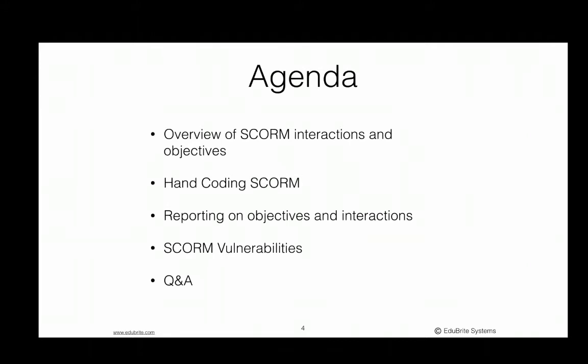So here is a quick agenda for today. It's part 2 of the SCORM series which we conducted last week. Today's session is more geared for the programmers who are working with SCORM. In today's agenda, we will be covering SCORM interactions and objectives. We'll go into some of the details there. We'll also have a demonstration of a hand-coded SCORM. We'll also be demonstrating the reporting on interactions and objectives, and we'll talk about SCORM vulnerabilities. And definitely in the end, we'll have a Q&A session. With this, I'll hand it over to one of our experts, Brian.